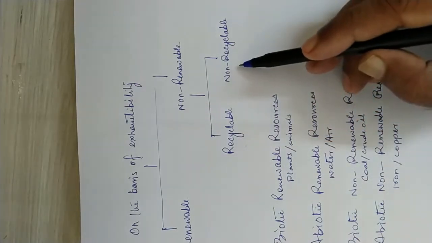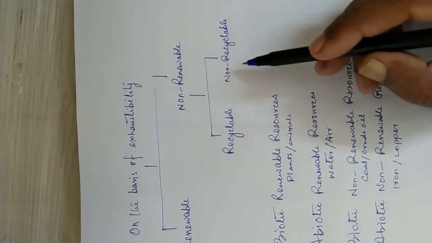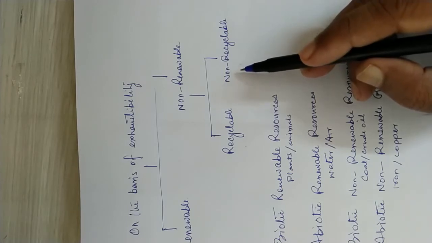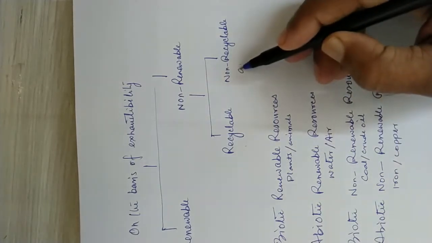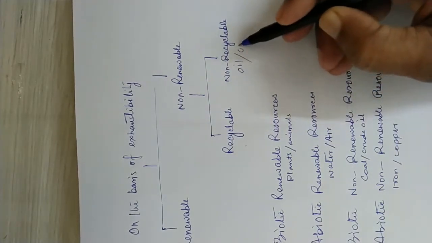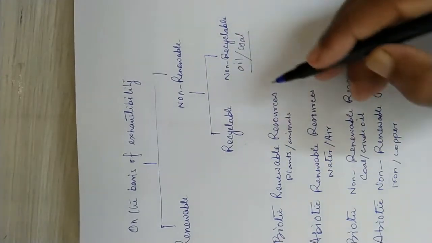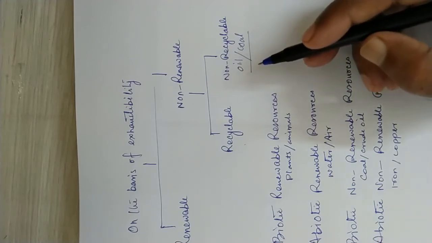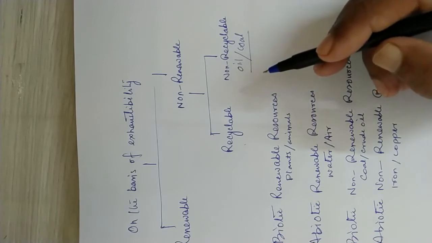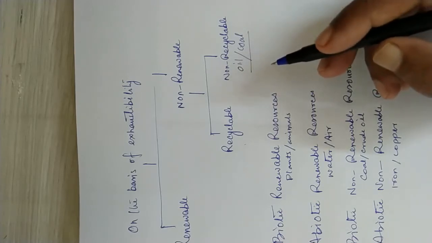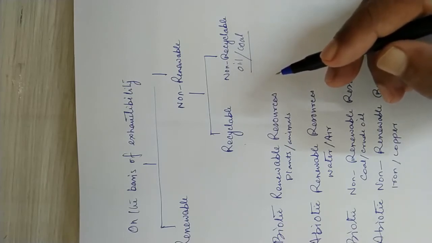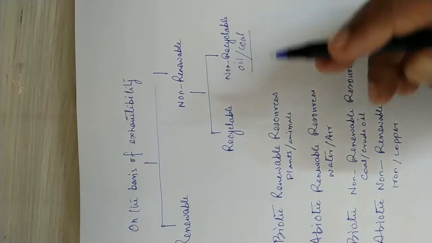But non-recyclable and non-renewable resources are those which have very limited supply. For example, coal, crude oil. They are fossil fuels, and they have limited supply, limited deposits, but they cannot be recycled. Once they are burnt, they are finished, because we use them as a fuel, so they are burnt, and once they are burnt, they are finished. So I hope you understood.